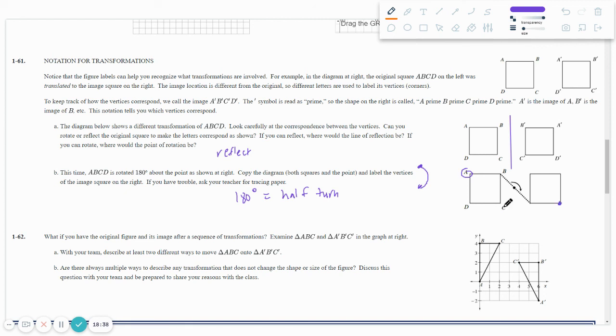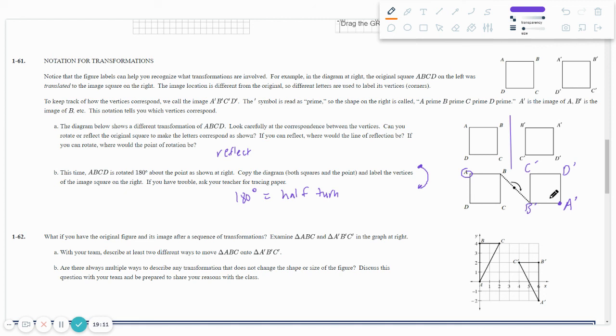But again, this is a transformation. So I need to label it with prime notation. So this is A prime. And I'm going to keep going in this clockwise order here. So A prime is there, B prime's here, C prime's here, and D prime's there. Okay. So hopefully that makes sense. Again, whenever you're working with any sort of question, if you're making a transformation, make sure that the finished product has prime notation.